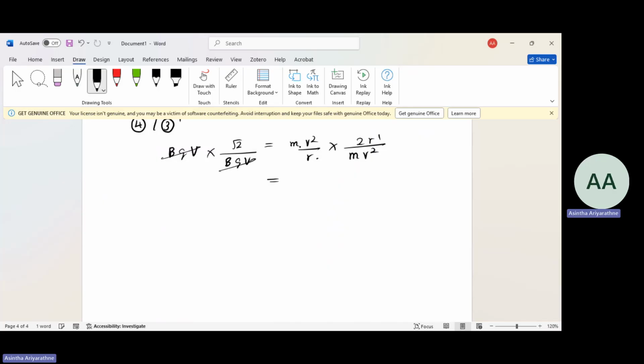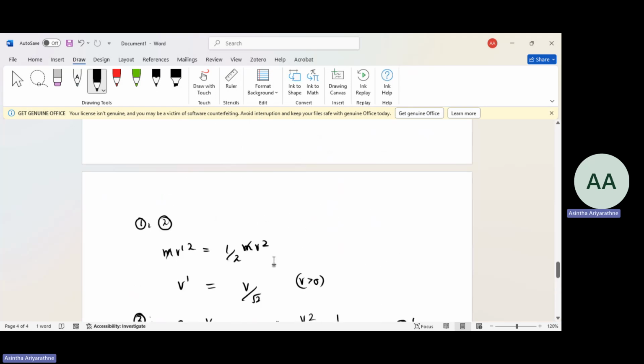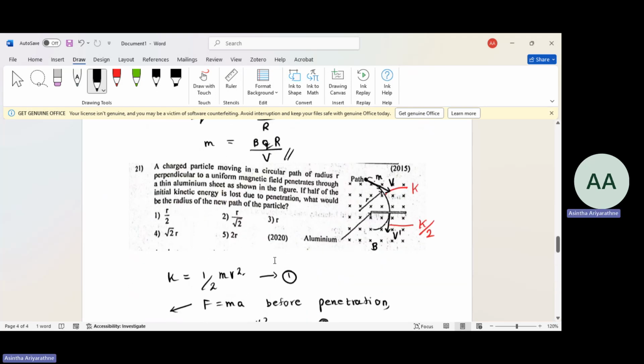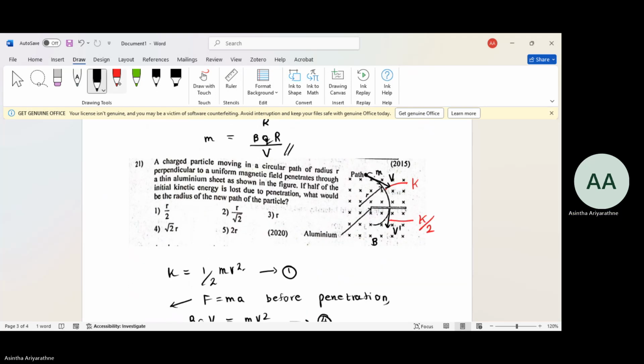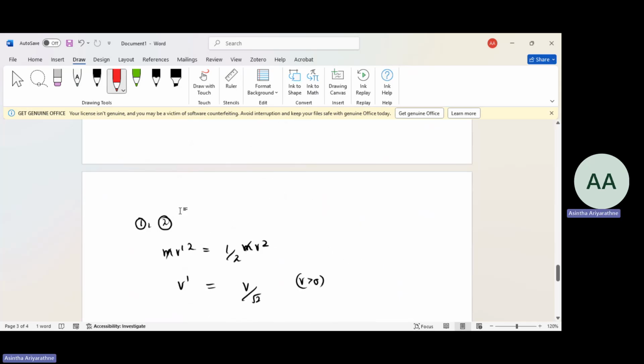VQV cancel out. M squared over r dash. At r dash we get r over root 2. The new radius of the path is r over root 2. The second answer.